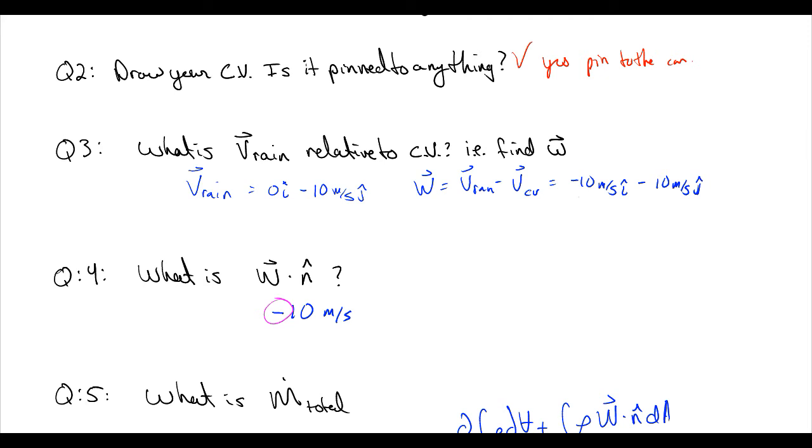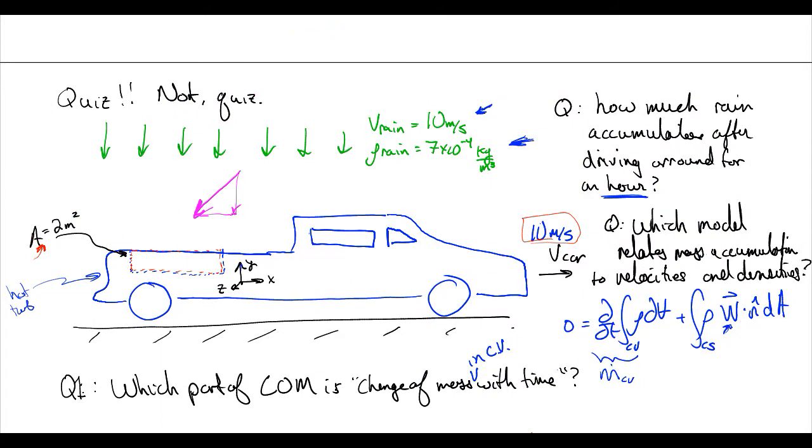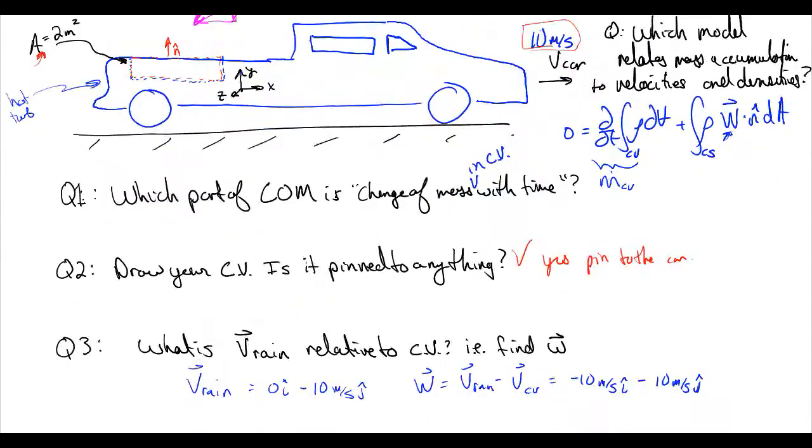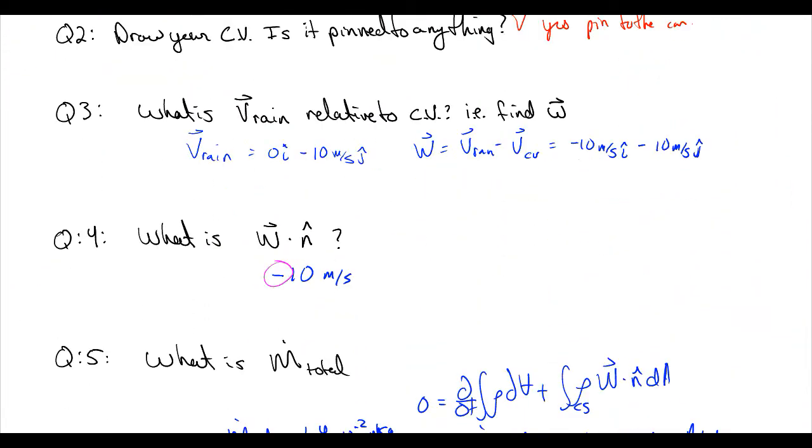But let's figure out why it's 10 meters per second. We can't just do our normal rule where it's positive or negative the velocity, because it's entering in at an angle to our control volume, not parallel to the unit normal. Our unit normal is coming off like this, right? So our unit normal is 1 J. So our N hat is equal to 0 I hat plus 1 J hat.